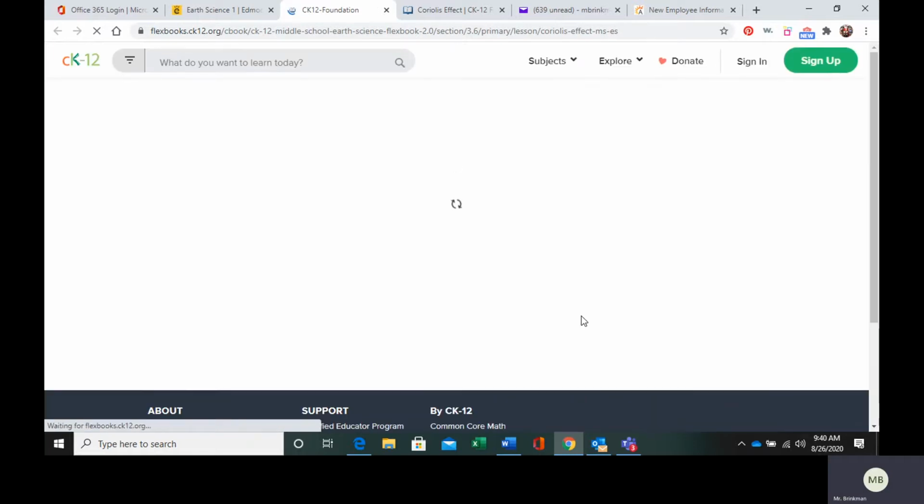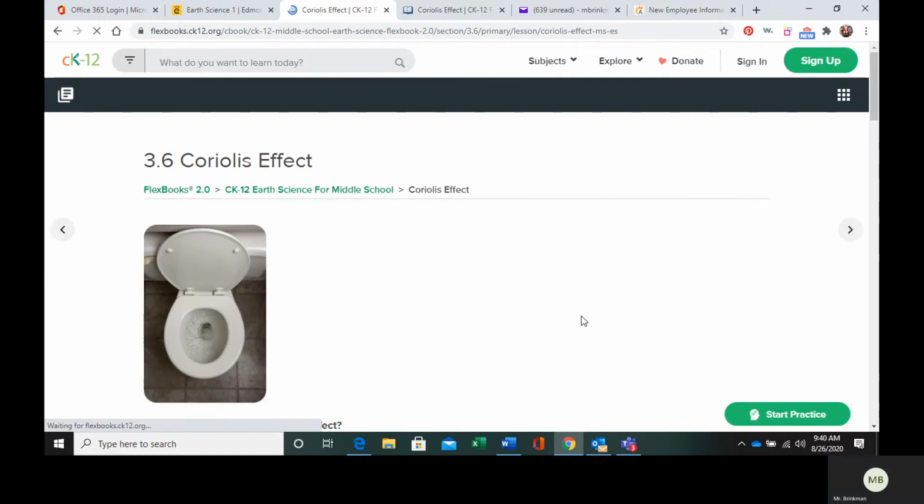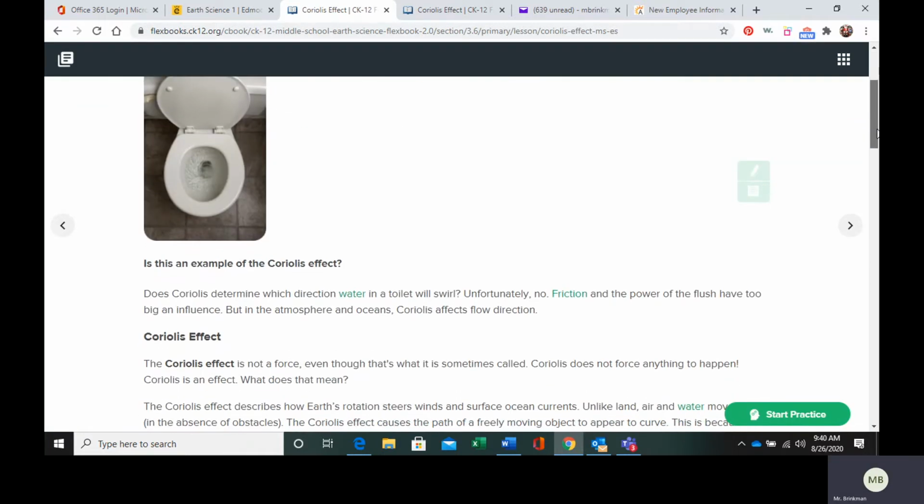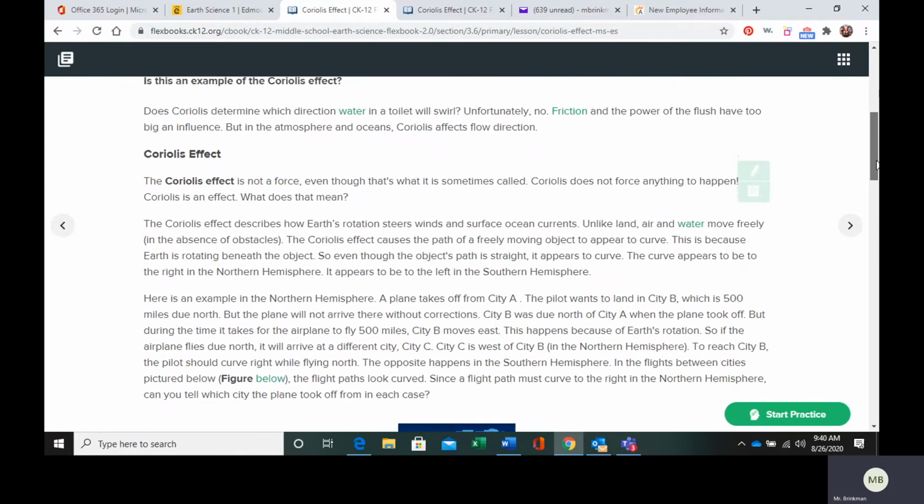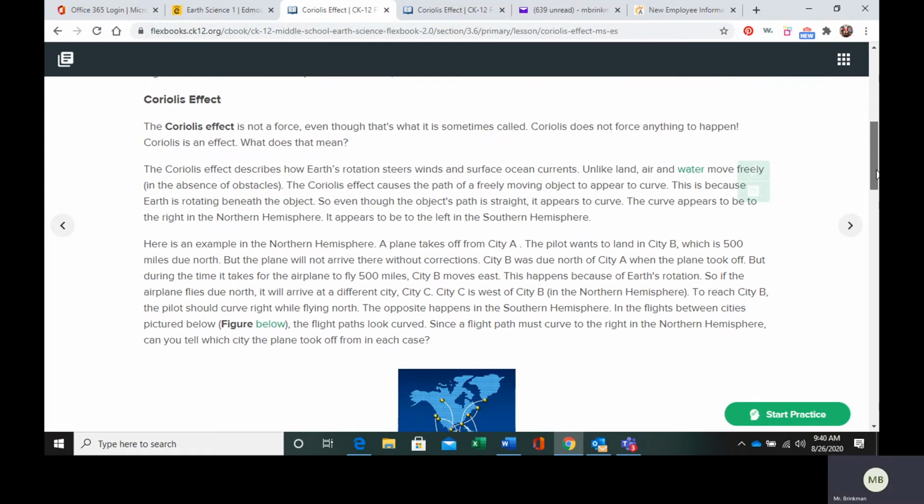So, let's get into the reading on the Coriolis effect. Okay, so what the Coriolis effect is, it's not a force. Coriolis is an effect. The Coriolis effect is a description of how the Earth's rotation is going to steer winds and ocean surface currents.